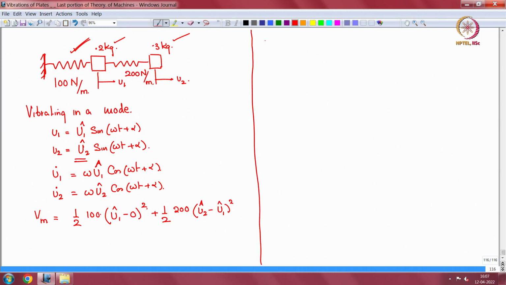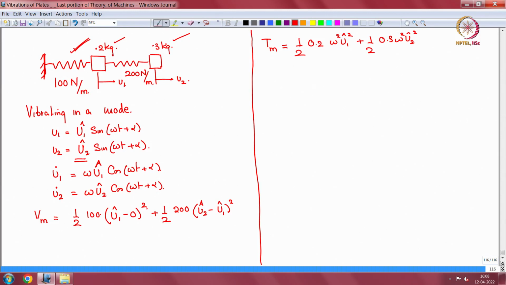Then we have the total kinetic energy. Total kinetic energy Tm is 1/2 m, 0.2, v squared, which is omega squared into u1 hat squared, plus 1/2 0.3 omega squared u2 hat squared.